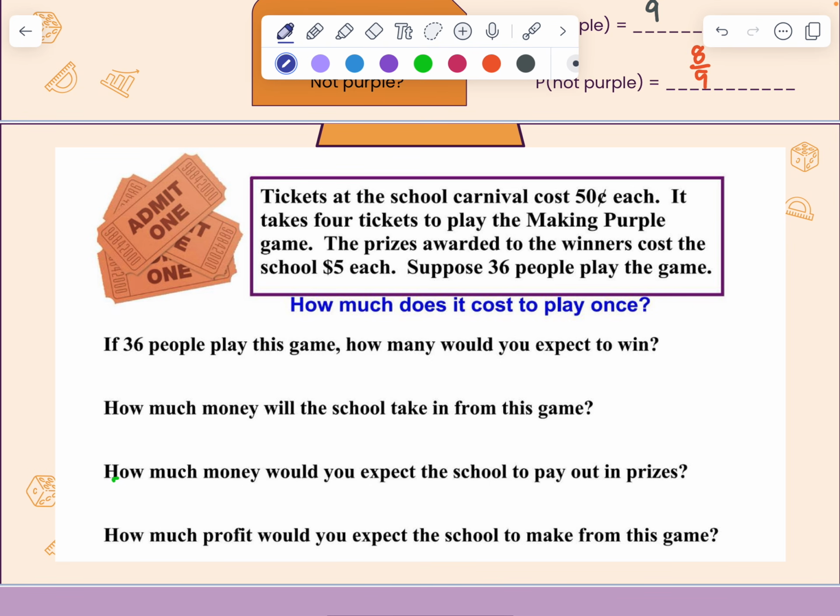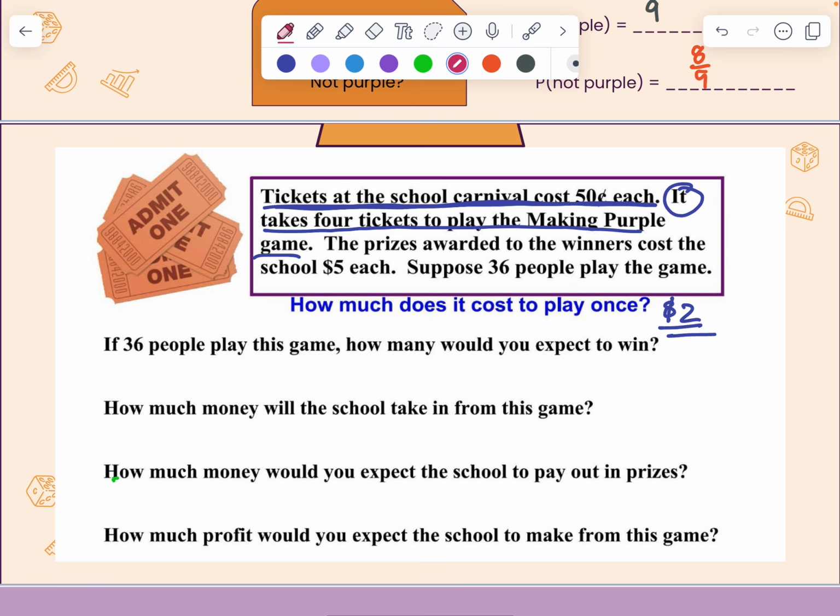So if I'm reading through this scenario, if I am charging for tickets, right? If you come to the carnival and you want to play a game, each ticket is going to cost you 50 cents. So it's going to take 4 to play my Making Purple game. First question is answered right there. How much is it going to cost you to play the Making Purple game? $2. 4 tickets at 50 cents each would be $2.